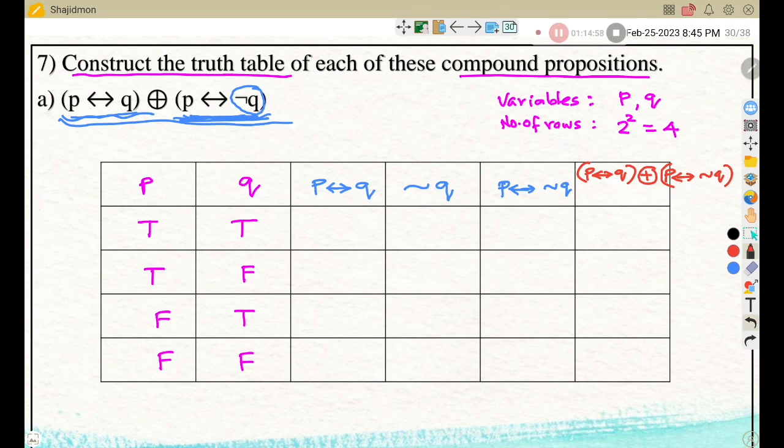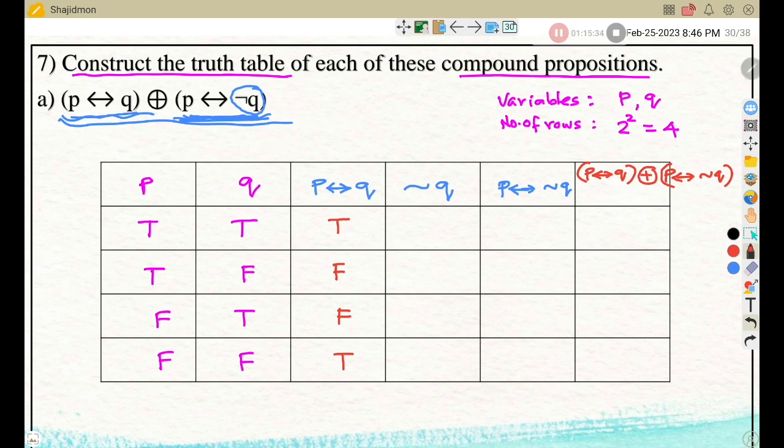First, P double-sided arrow Q, if and only if. True if and only if true means it is true. Okay. Then second one, true if and only if false means it is false. You know the logical operation. False if and only if true means false. False if and only if false means true. Correct? We can fill one by one. P value we know, Q value we know. Then the if and only if operation we can give. Use the truth table, whatever we discussed.